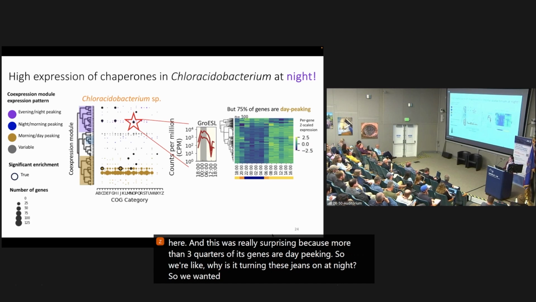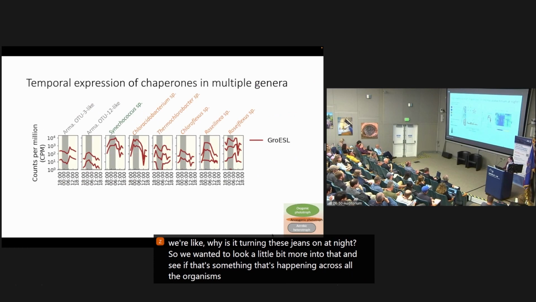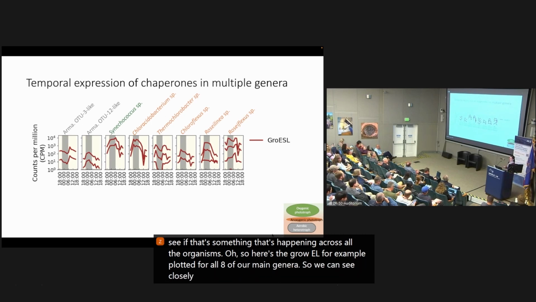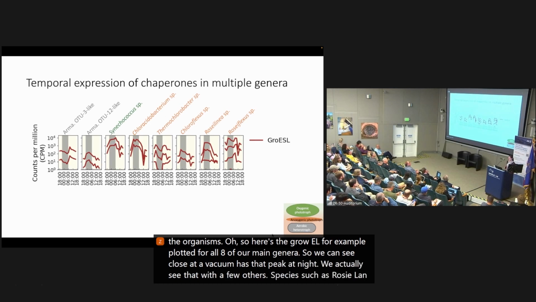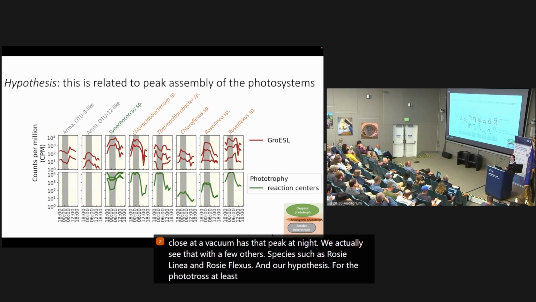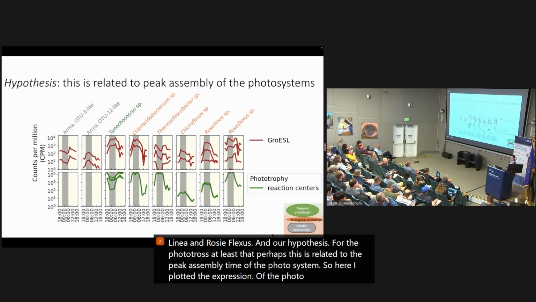So we wanted to look a little bit more into that and see if that's something that's happening across all the organisms. And so here's the GroEL, for example, plotted for all 8 of our main genera. So we can see Chlorcidobacterium has that peak at night. We actually see that with a few other species such as Roseiflexus. And our hypothesis for the phototrophs, at least, is that perhaps this is related to the peak assembly time of the photosystem. So here I plotted the expression of the photosystem reaction centers.